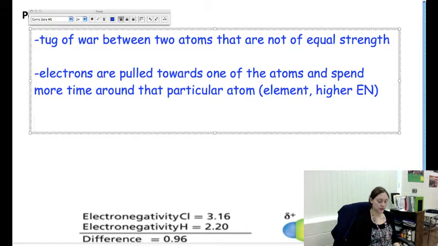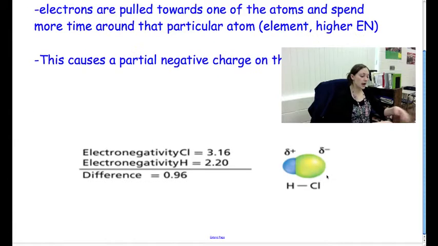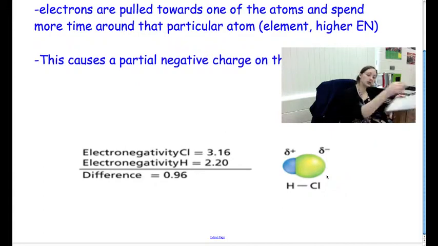So this causes a partial negative charge, and it's going to be on the more electronegative atom. I'm going to look at an example here with HCl. In HCl, chlorine is much closer to fluorine than hydrogen is, so it has a higher electronegativity. It is closer to 4. Our highest value is 4. So the difference is 0.96, so it fits in there to be a polar covalent bond.